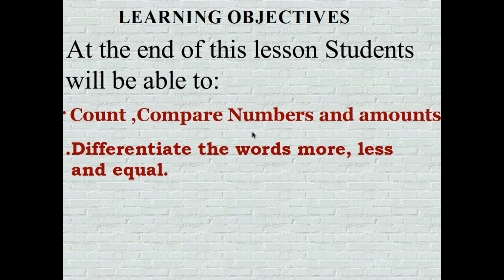Before we start, let's see our objectives. At the end of this lesson, you will be able to count, compare numbers and amounts. We are going to count numbers, compare numbers and amounts, and differentiate the words more, less, and equal. You're going to see the difference between what we mean by more, what we mean by less, and equal.